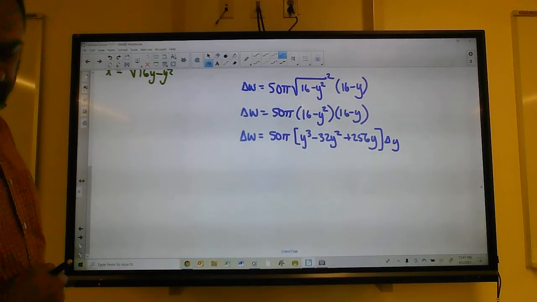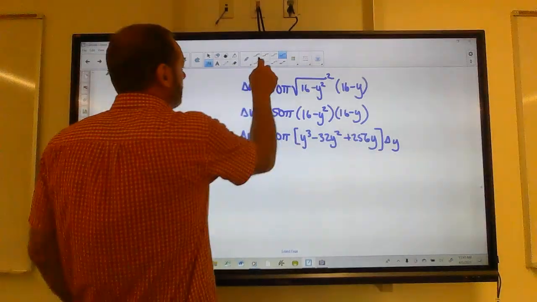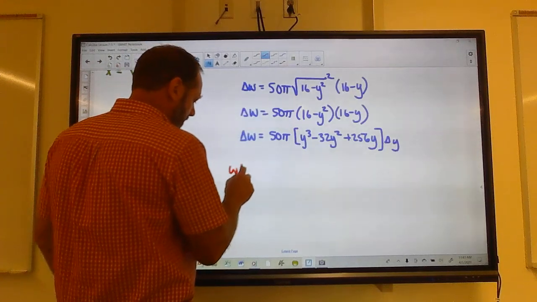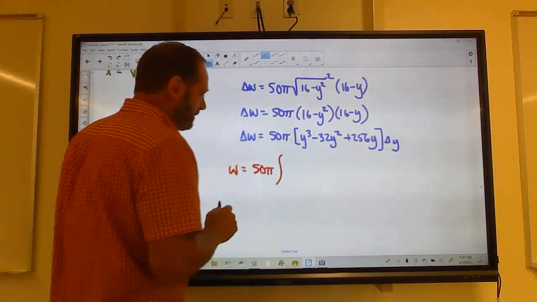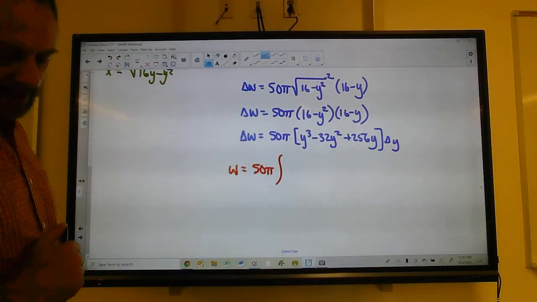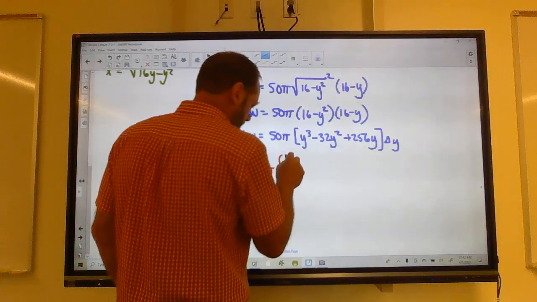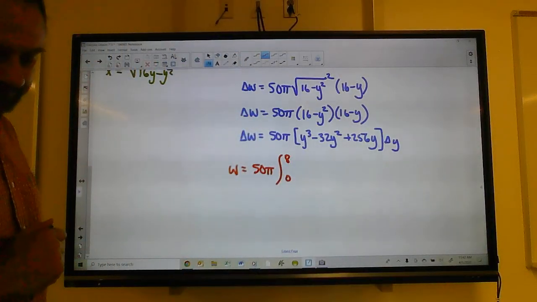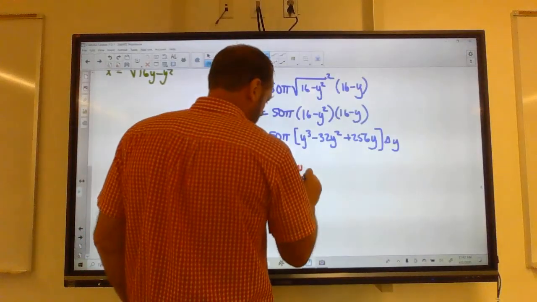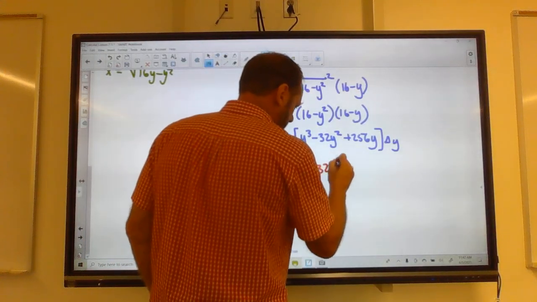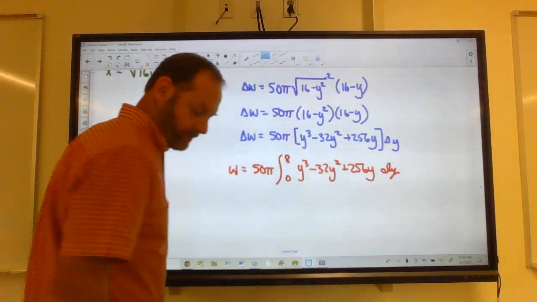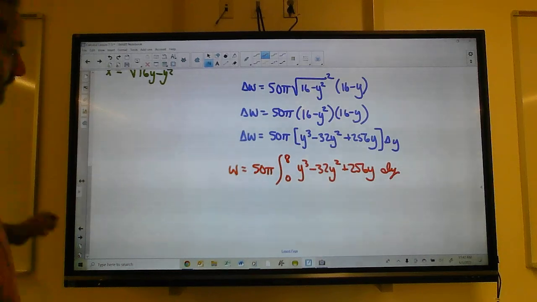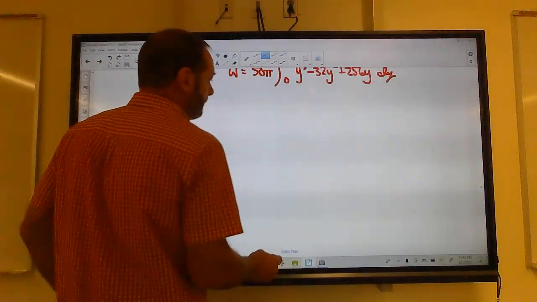So now we're going to integrate that. So the work is going to be, I can take this constant outside here, and we're going to integrate from 0 to 8, y cubed minus 32y squared plus 256y dy. All right, integrating, not a problem.